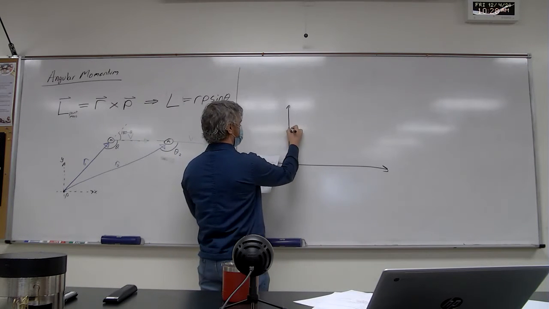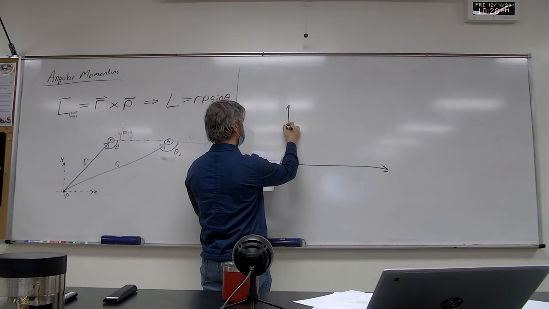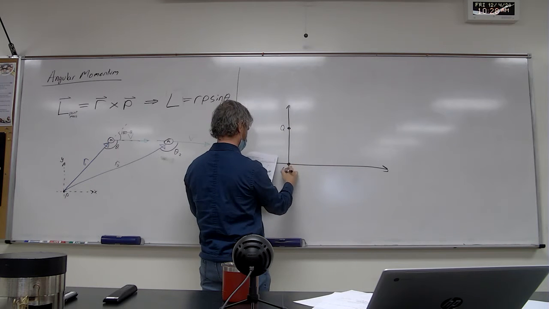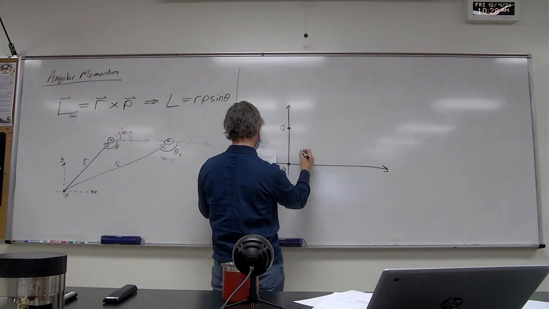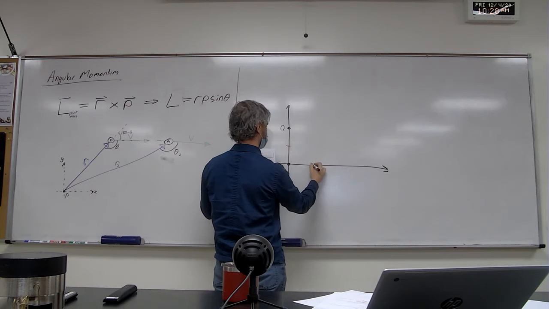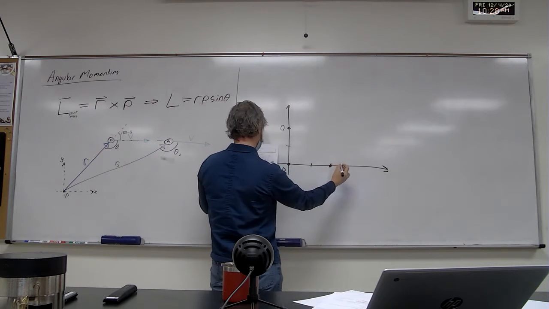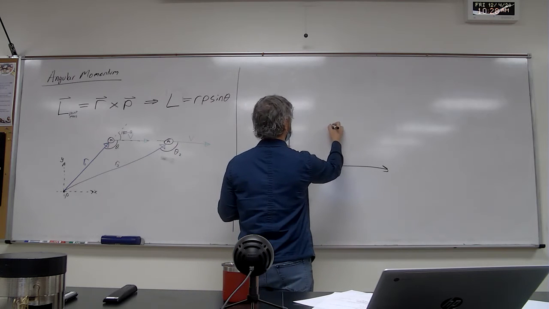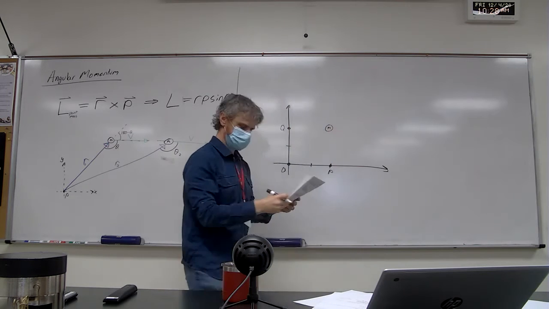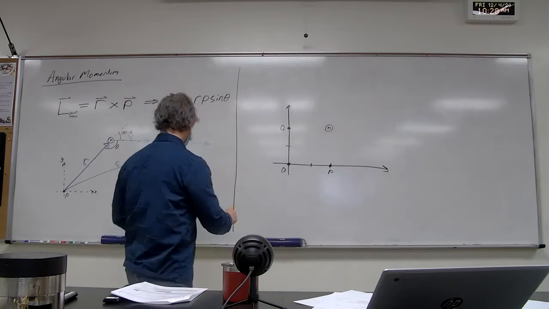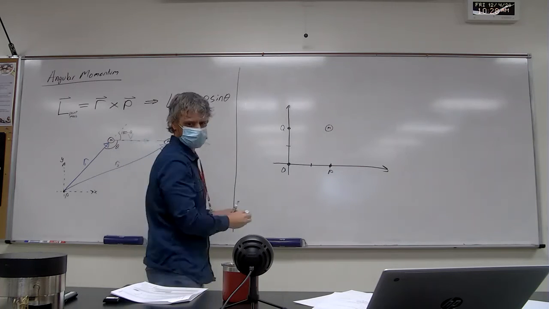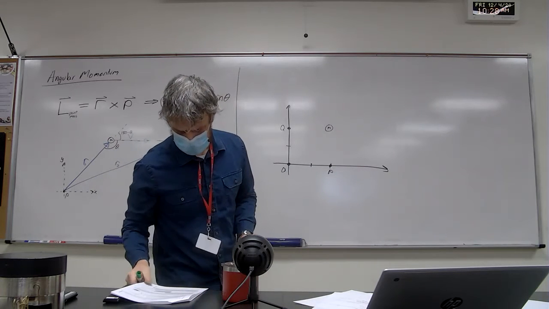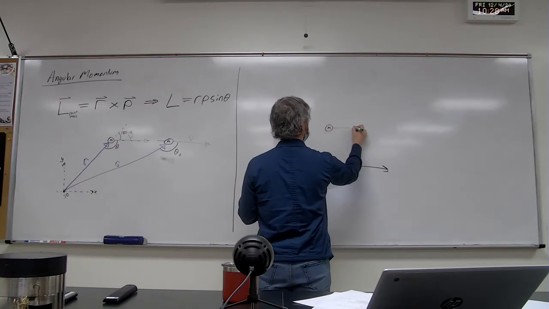So let's say we have three points: Q, O for origin, and P. Q is at 1, 2. P is right here. And we have a particle of mass m right here, moving with some speed this way.